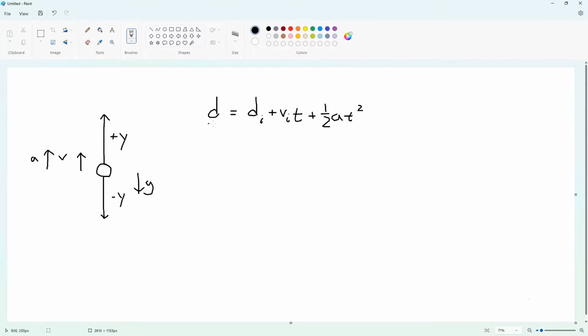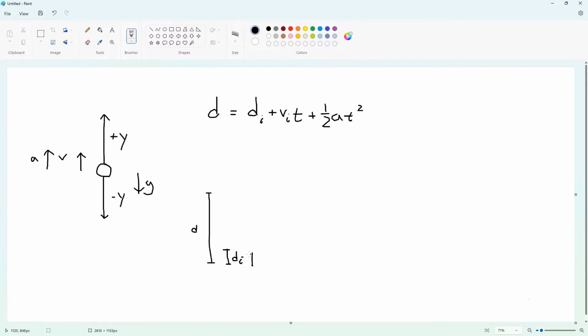Okay, so some final distance, some distance that is covered, is equal to some initial distance. Say it may be 0, it may be non-zero. This is just the starting point. The total distance is going to be the distance that we started with, so it could be here, could be here, plus the distance that we covered due to our initial velocity.